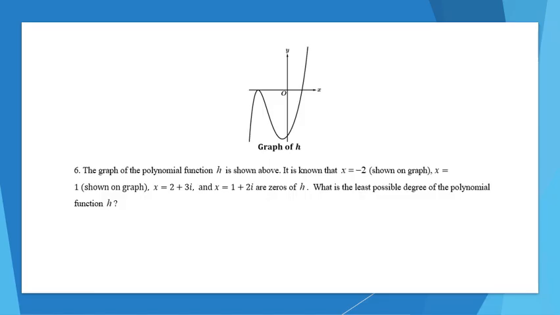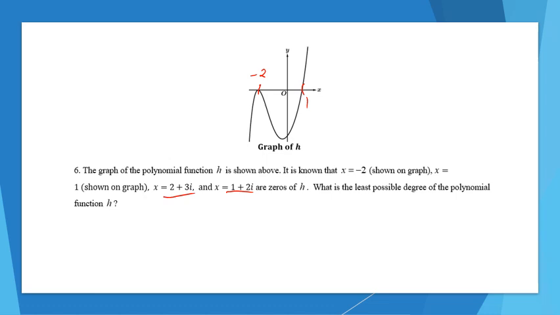Number 6, the graph of polynomial function h is shown above. It is known that x equals negative 2, shown on the graph, so I'll mark that there. x equals 1, shown on the graph. And then these two complex numbers are zeros of h. What's the least possible degree? So very similar to an example we did in class that I said would be tested. So this concept will be tested. Here, we want to find the least possible degree.